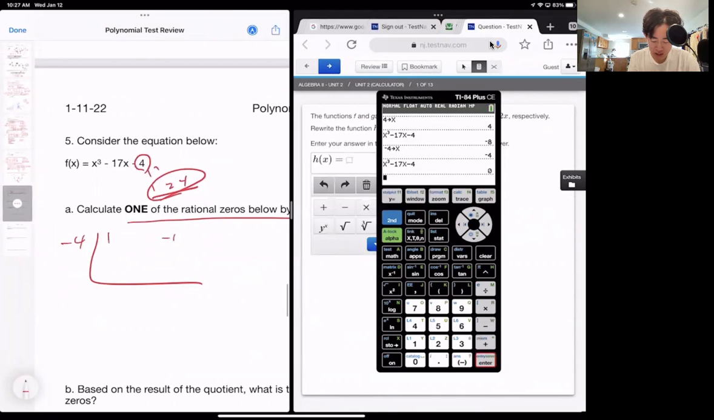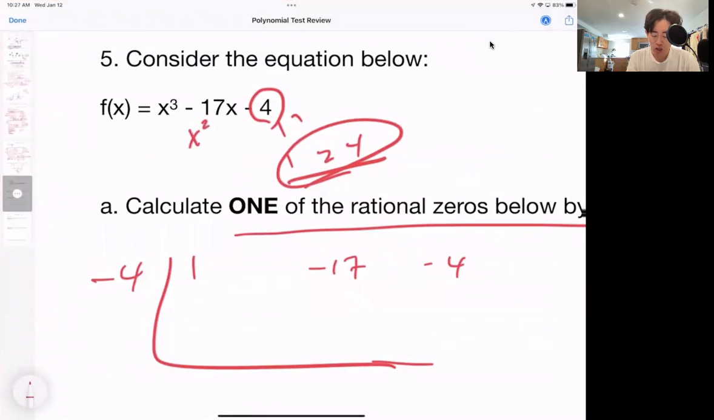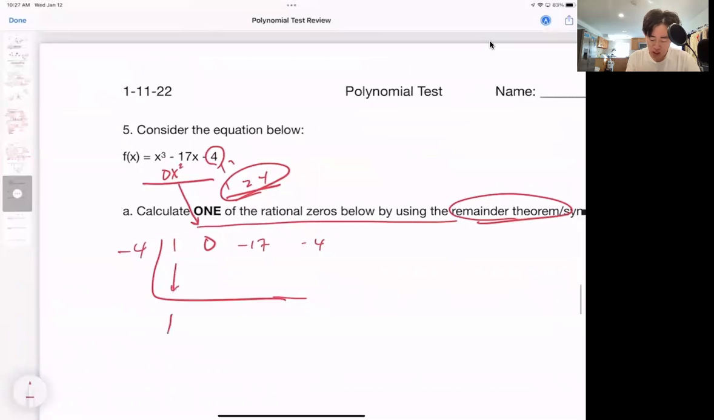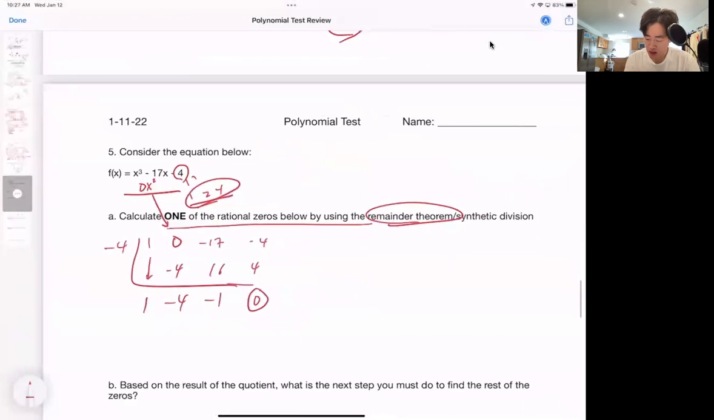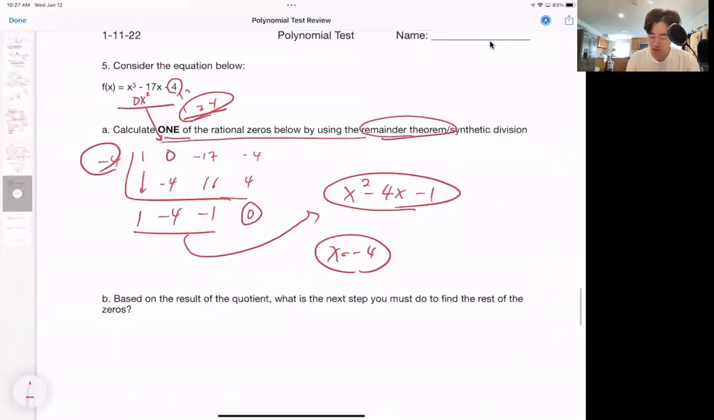So we have 1, negative 17, negative 4. The trick here, guys, I am missing x squared. So it's best if you actually fill that gap up with 0x squared to help you guys out. If writing it this way helps you, please do so. But for your synthetic division, you cannot forget that 0. Otherwise, you're going to make a mistake. Bring down the 1, 4, 4, 16, negative 1, negative 4, and that's going to be 0, like we talked about. So this actually will give me x squared plus 4x minus 1. And calculating one of the rational zeros, we already found it. It's x equals 4.